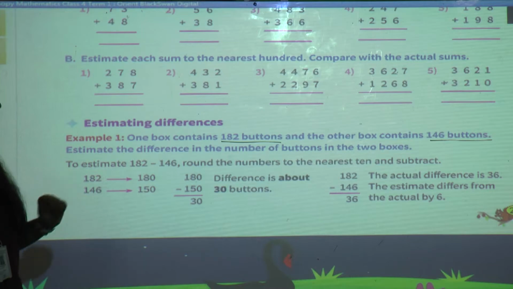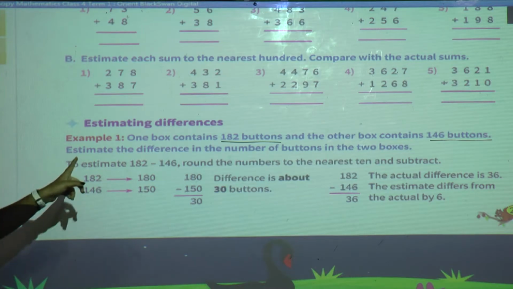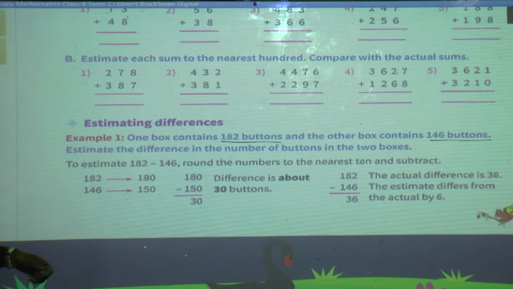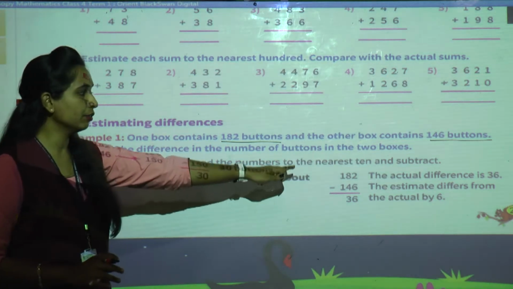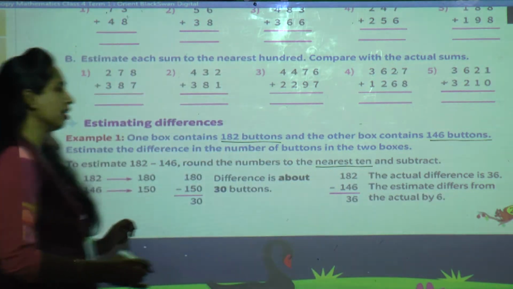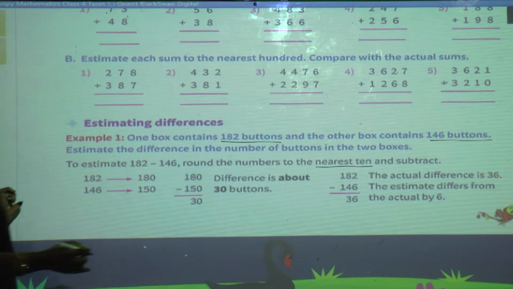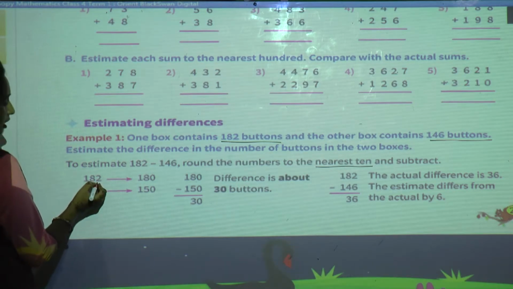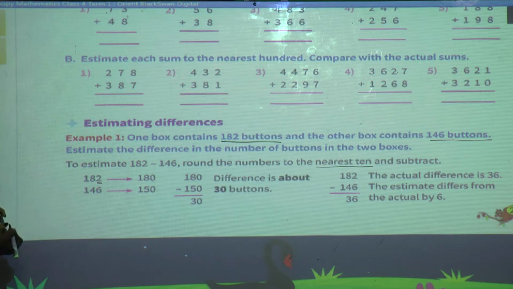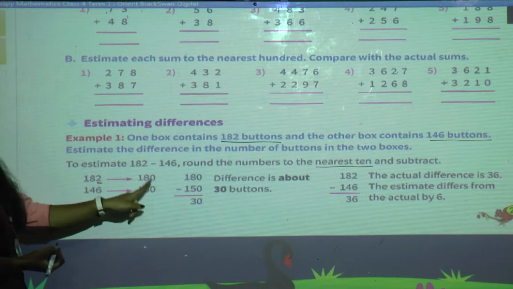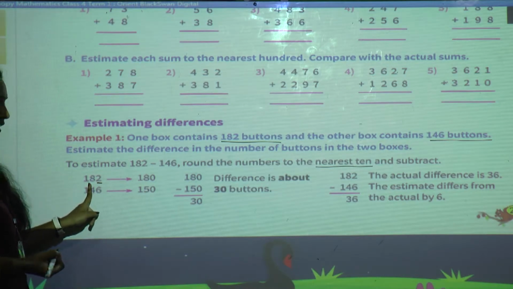Before that, what do we have to do? To estimate 182 minus 146, round the numbers to the nearest tens and subtract. Just recall how we do rounding off to the nearest tens. Underline the ones place. What is there? 2. 2 is less than 5, so place the 0 at the ones place without changing the tens place.